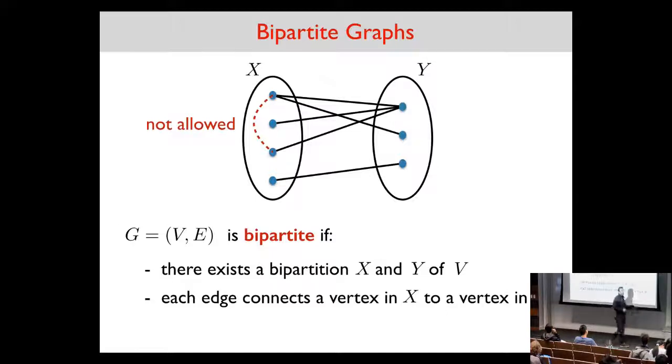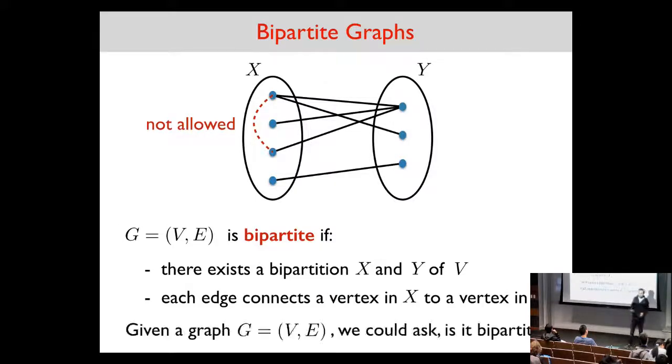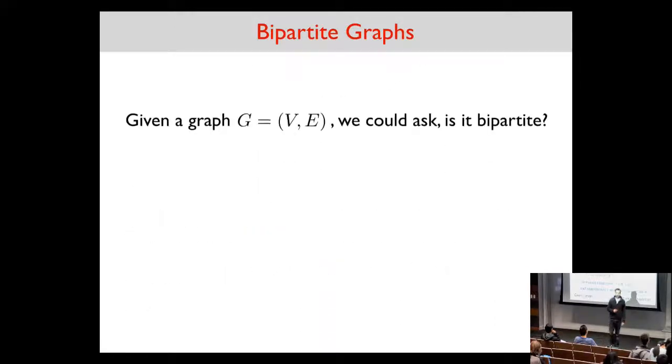Now, when you're given a graph G, in adjacency list format or matrix format, you can ask, is this bipartite or not? Which means you're asking, is there some bipartition x and y of the vertices such that I can draw it like this? And this is non-trivial, actually. Even for humans, if I show you the picture of a graph and ask you, is this bipartite, you might have trouble detecting it.